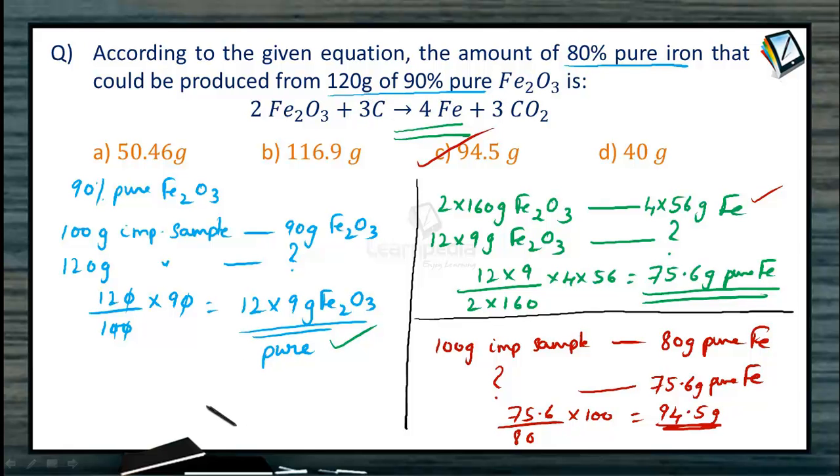That's what we had calculated here. Then once we get the amount of pure Fe2O3 present with us, from that we can calculate the amount of pure iron formed according to this equation. And that calculation we have done here. The final answer we don't require in terms of pure iron. We require it in terms of impure sample, which contains 80% pure iron. So this is the final calculation. I think it's clear now.